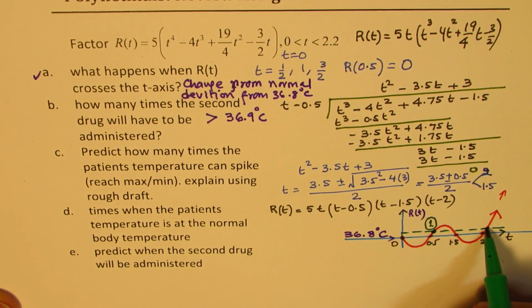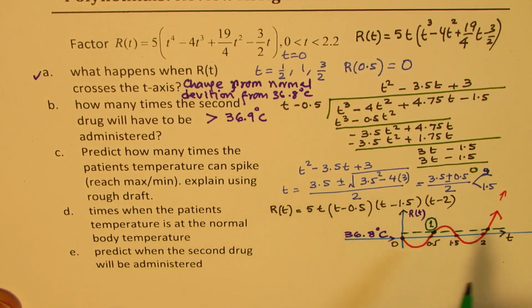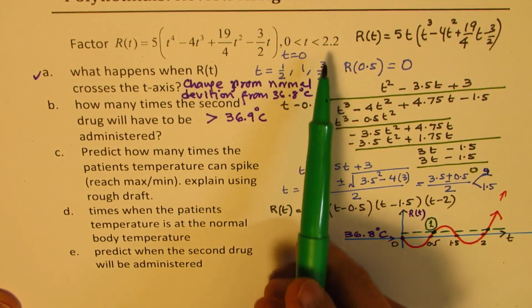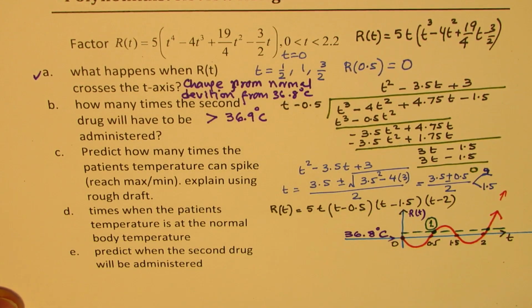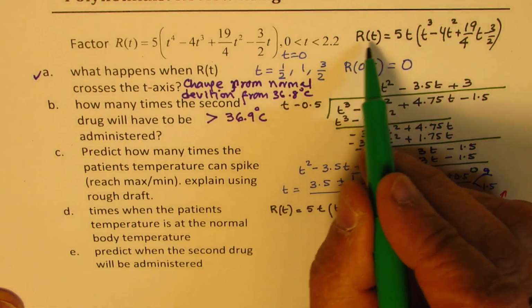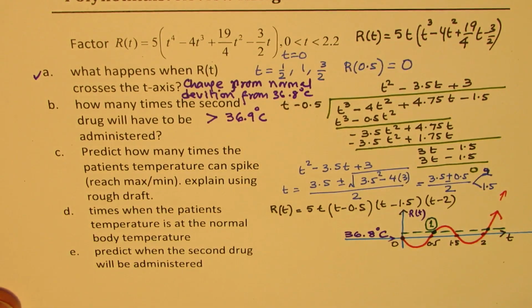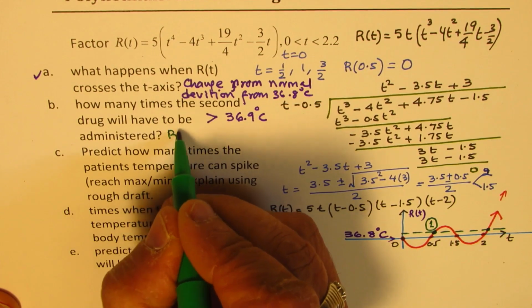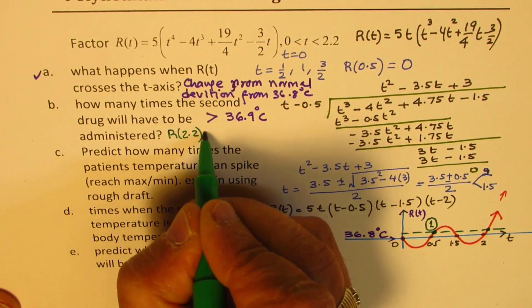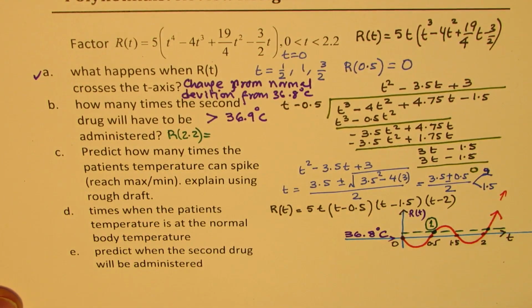Now, this point here, we are not sure whether it is between, what I'm trying to say, 2.2 or not, right? So the last point, what we should do here is to figure out the value of the function at 2.2, right? So we need to find the value at 2.2 to find whether this point is within our domain or not.